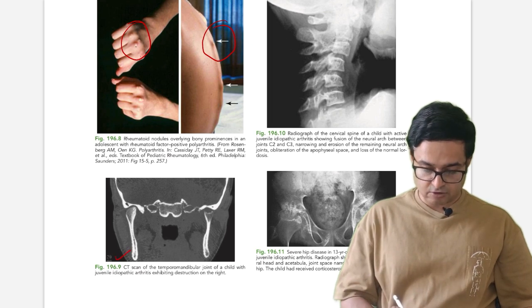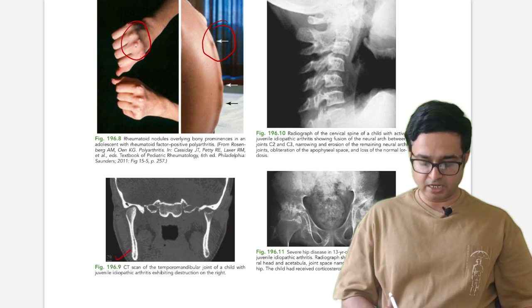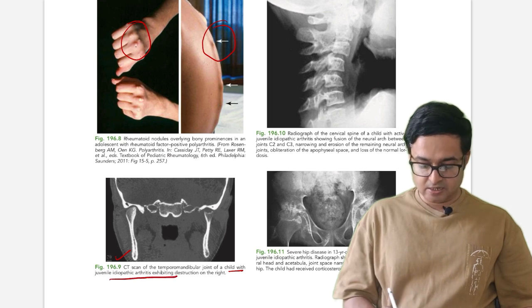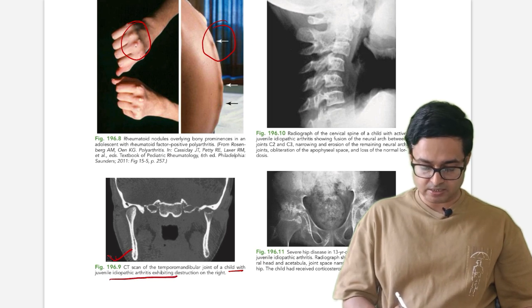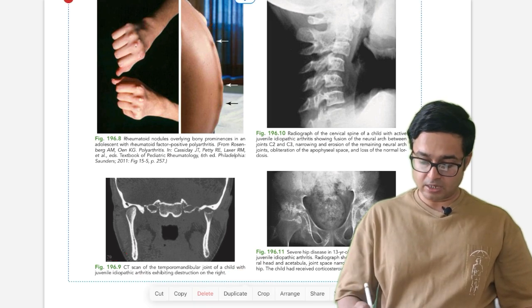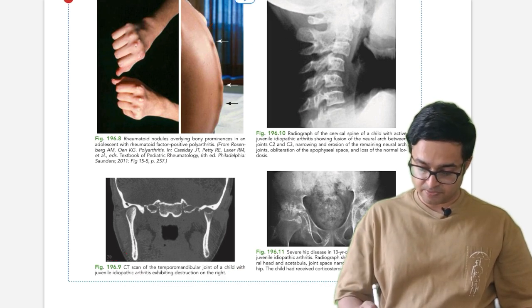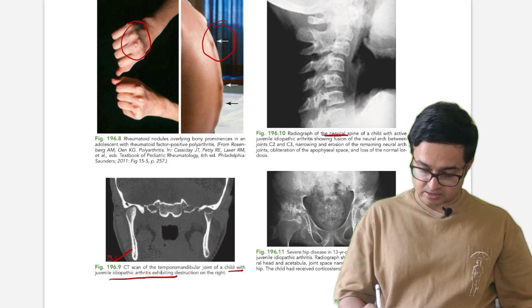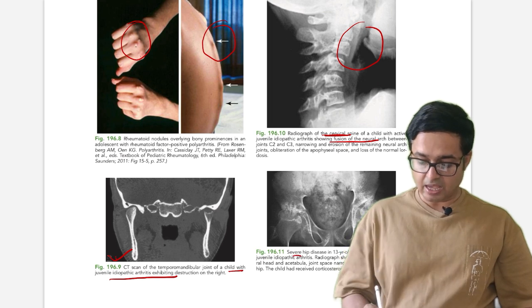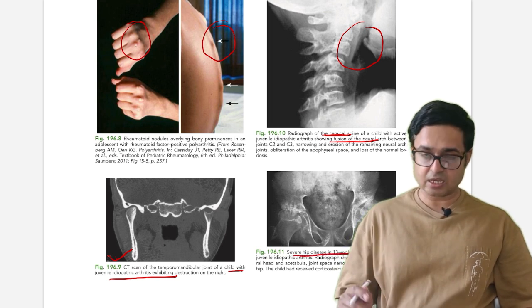This is a CT scan of the TM joint, temporomandibular joint, in a child with juvenile idiopathic arthritis. Destruction is showing; basically this is bony destruction. Again, an important X-ray of the cervical spine: in this condition, the cervical spine shows fusion of the neural arch between C2 and C3, and severe hip disease in SOJIA.